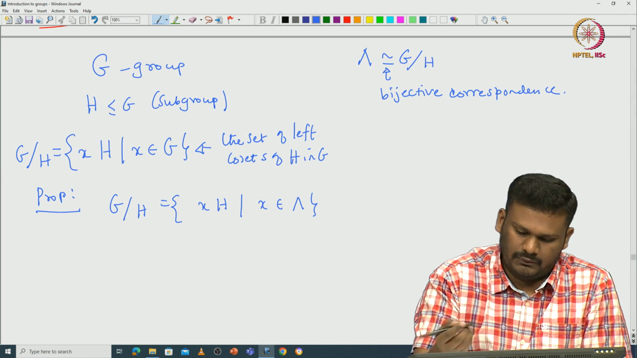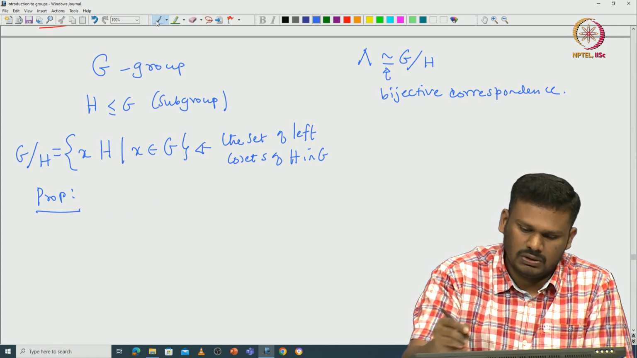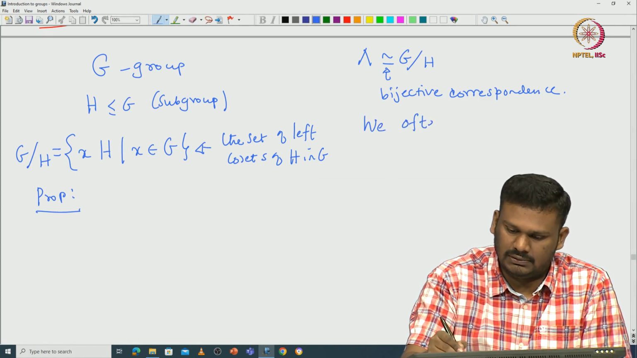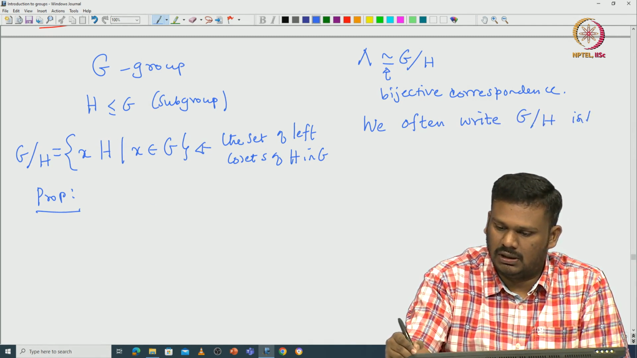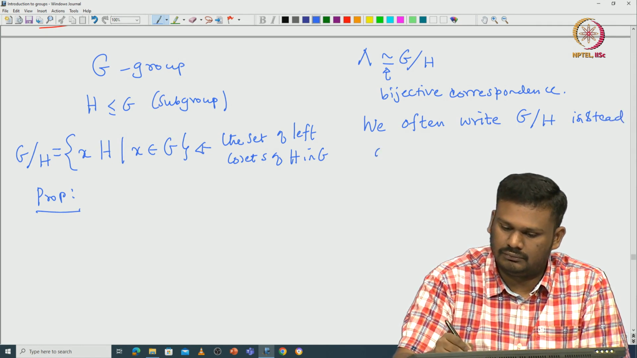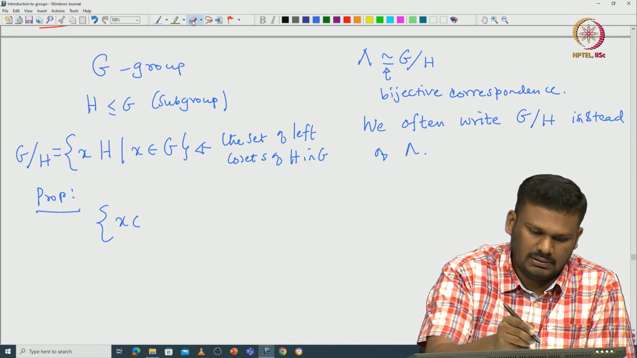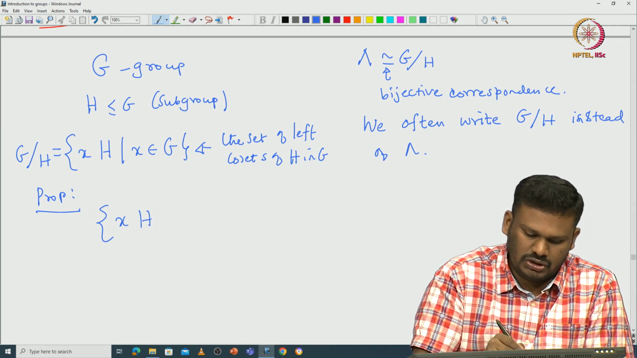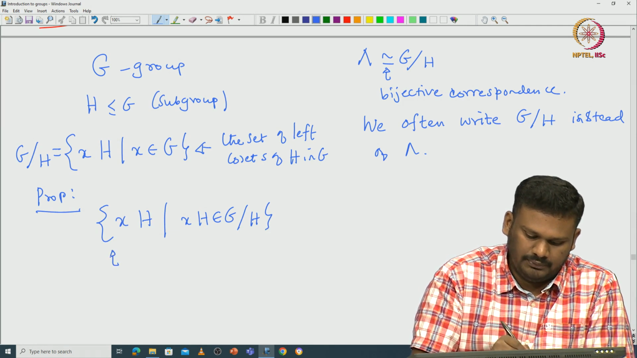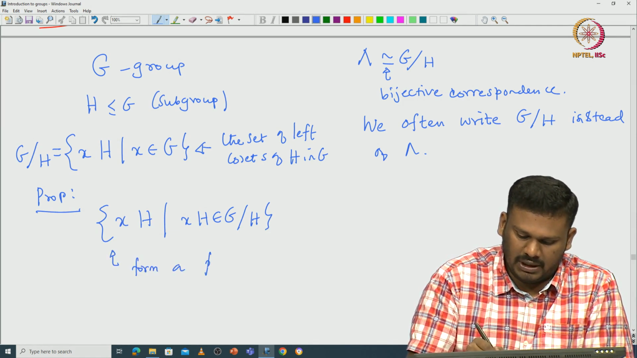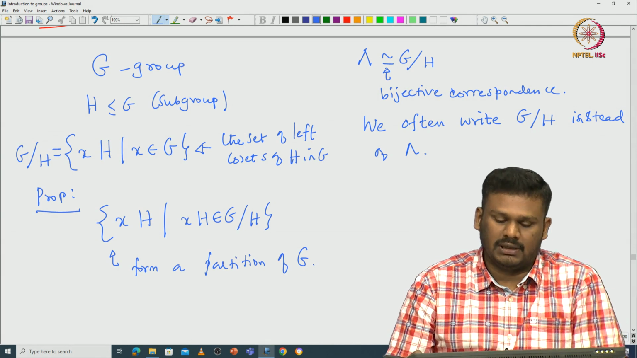So, if you are not comfortable with this, maybe I can just use the same notation. We often write G mod H instead of capital lambda. So, we can say XH, where XH comes from G mod H. So, this forms a partition of capital G. This is something we already proved.